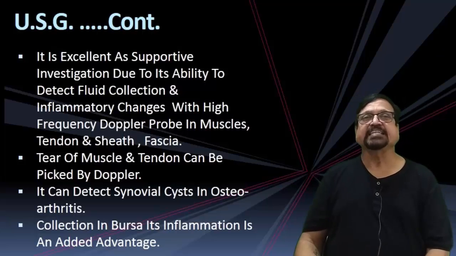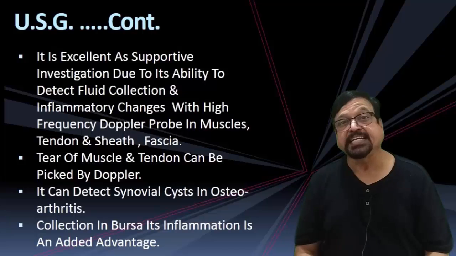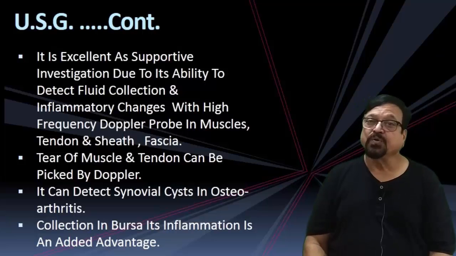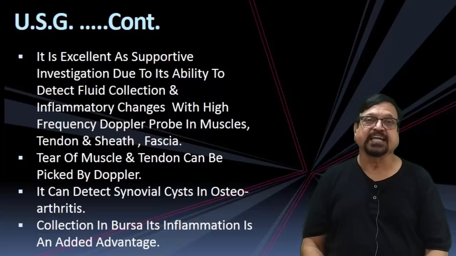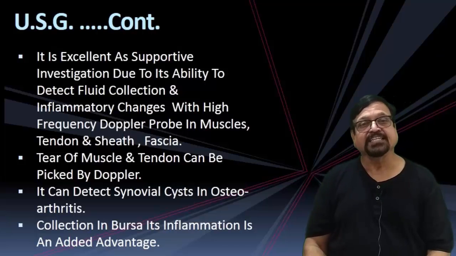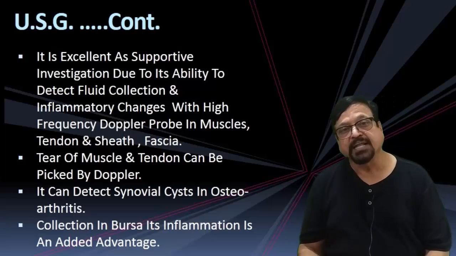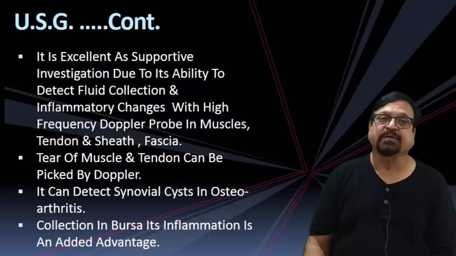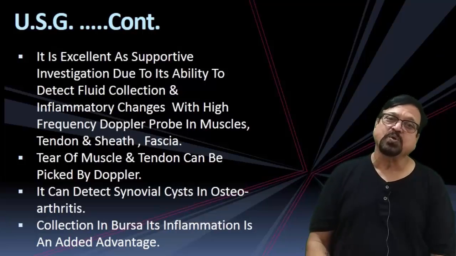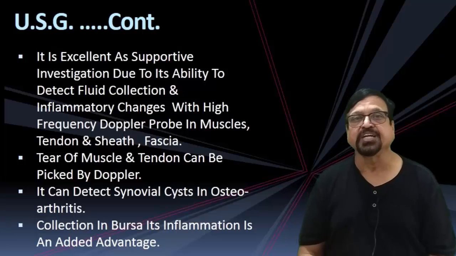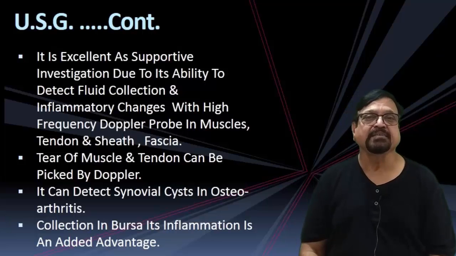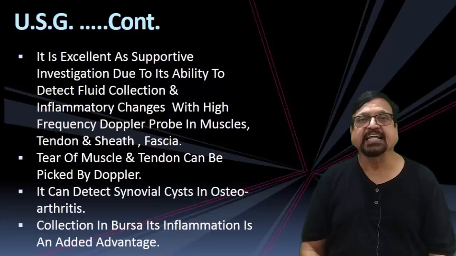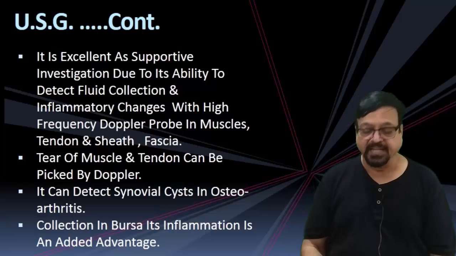Yes, it is excellent as a supporting investigation due to its ability to detect fluid and inflammatory changes with a high frequency probe, not only in the joint but also in muscles, tendon sheath and fascia. So these are the additional places where Doppler can pick up even minimal fluid and inflammatory changes, and it is a real advantage in these tissue planes and also in bursal pathology. The tear of a muscle tendon can be picked up by Doppler easily, and it can detect a synovial cyst in osteoarthritis, and detection of bursa in inflammation is an added advantage.